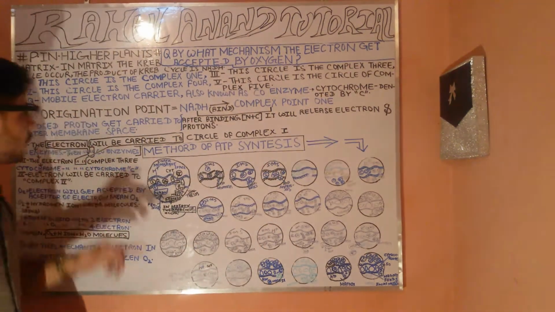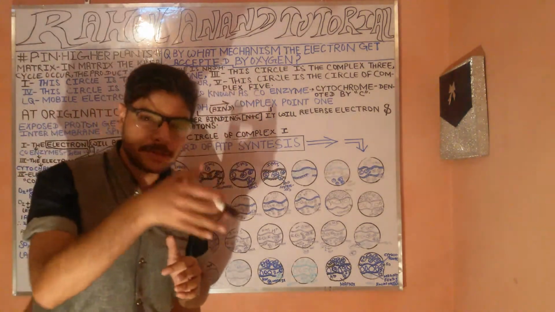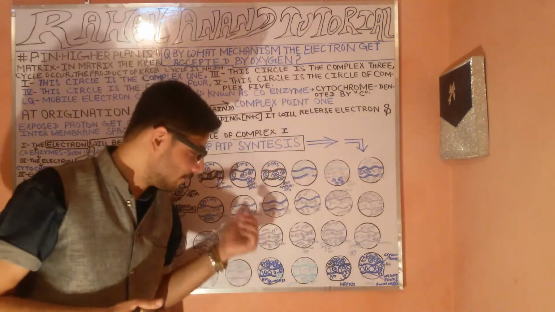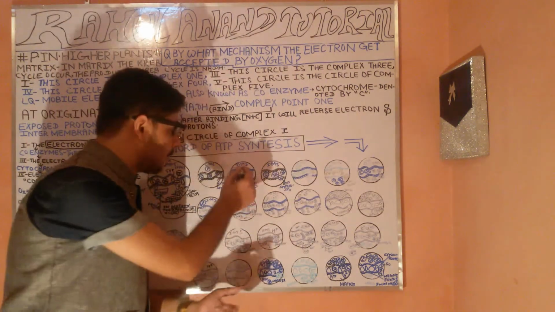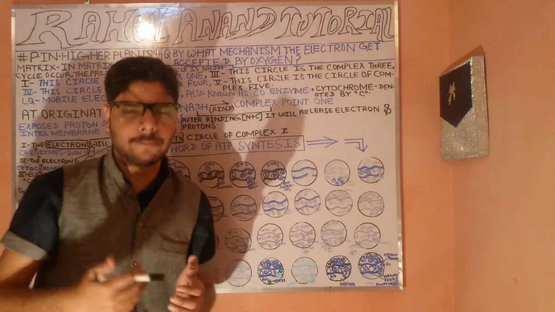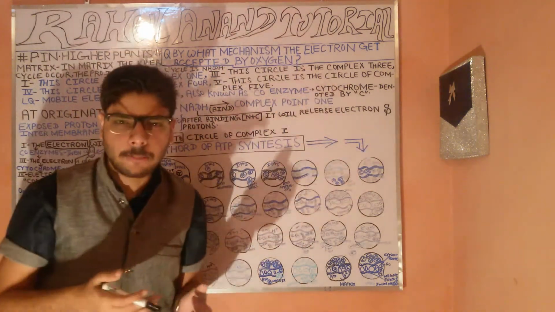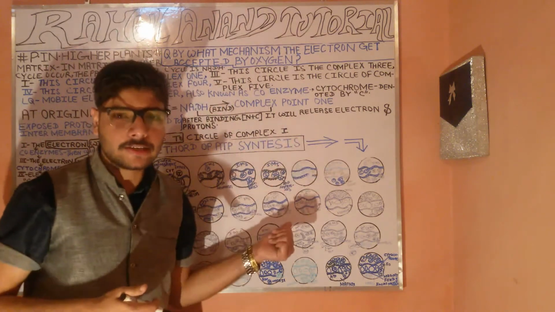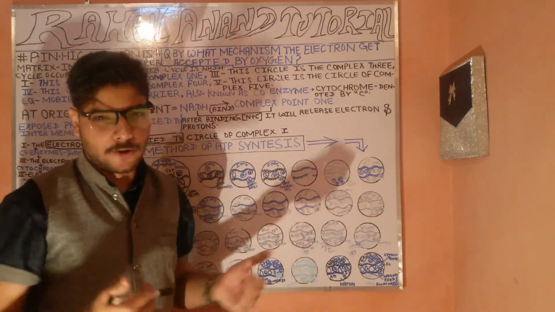So the exposed proton will be carried out as well as transported to where? It will be transported into the intermembrane space here. So the intermembrane space is somewhere here. So you could often find these processes, which are nothing but the different stages of the ATP synthesizing process.